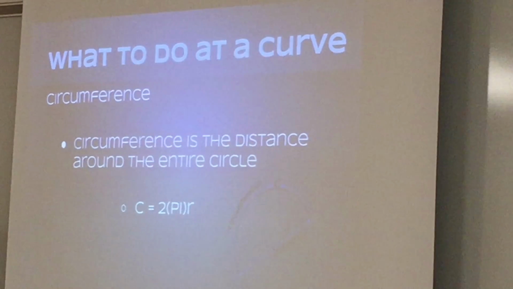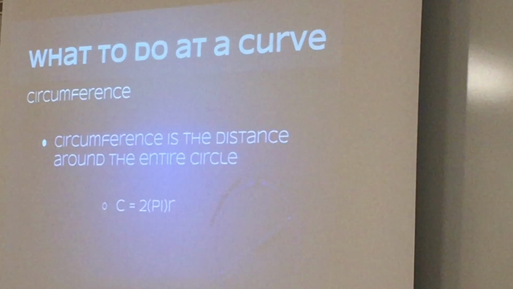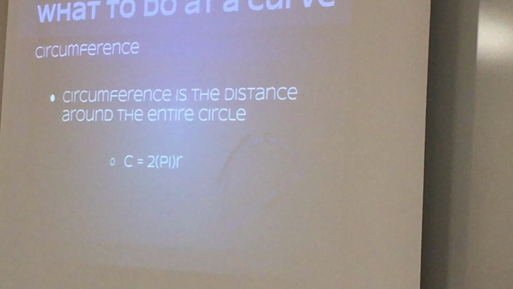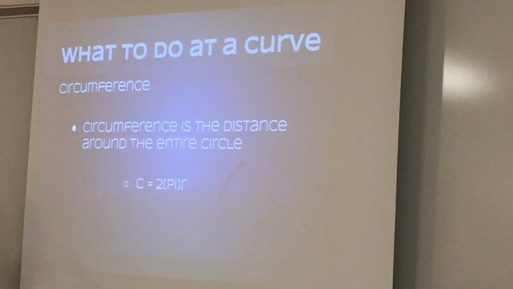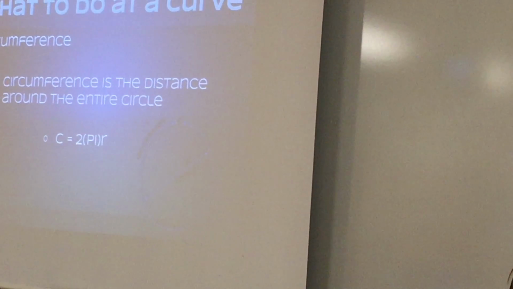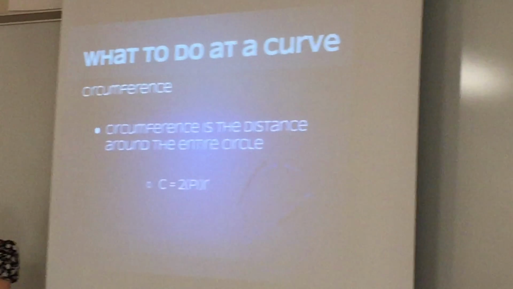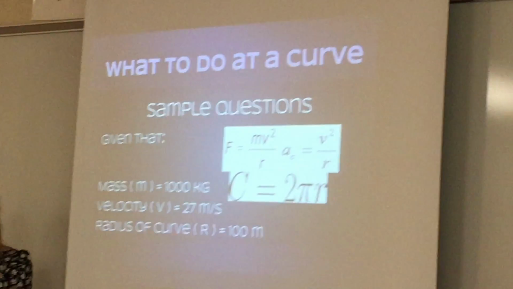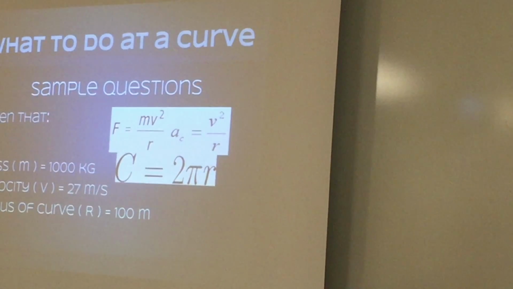And the circumference is the distance around the entire circle. So, just talking about a curve, you can't really see the diagram, but there's actually a circle there. And to find the circumference, you do 2 times pi times the radius of the circle. These are just some sample questions that we put on there.